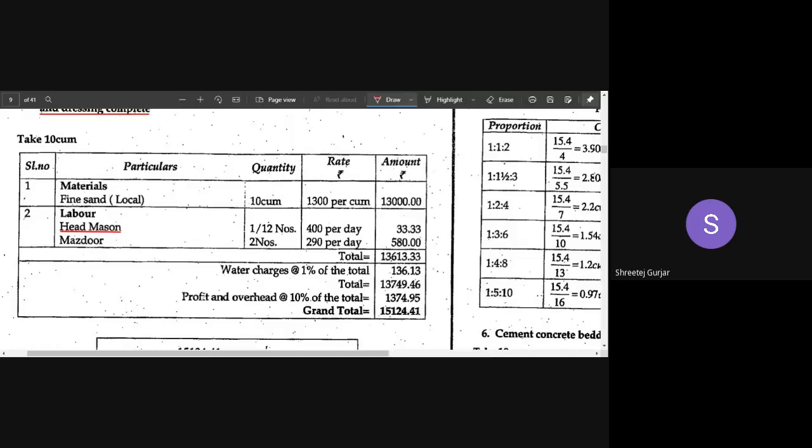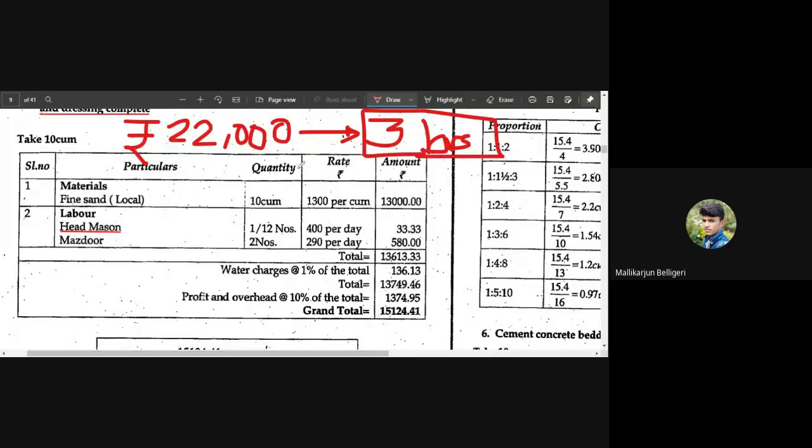Prevailing rate of sand? 22,000, sir. 22,000 for how much? 3 brass. 8,000 per brass, sir. Some areas have 7,000, 8,000, or 6,500. It differs from area to area, sir. It differs on area or material. Both, sir. Area and material.